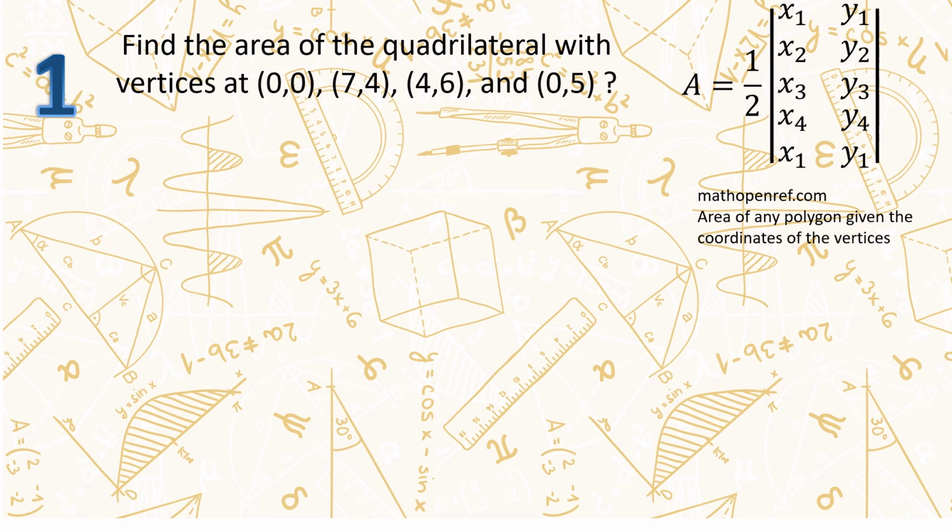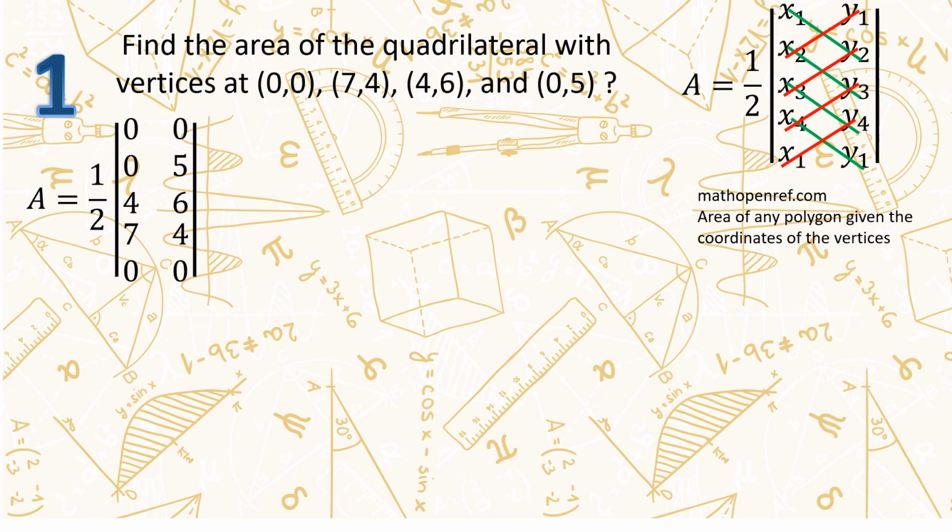Getting the determinants is to find the sum of the products of the diagonals going down. That's x sub 1, y sub 2, x sub 2, y sub 3, x sub 3, y sub 4, x sub 4, y sub 1, and then minus the sum of the products going diagonal up, x sub 2, y sub 1, x sub 3, y sub 2, x sub 4, y sub 3, x sub 1, y sub 4. In our case, we arrange the vertices in clockwise rotation. So we have (0, 0), (0, 5), (4, 6), (7, 4), then goes back to x sub 1, y sub 1, that is (0, 0).